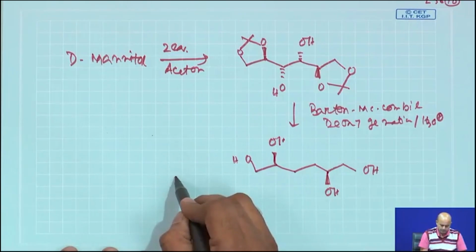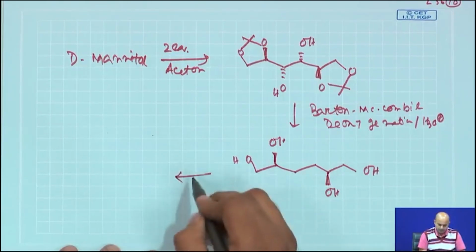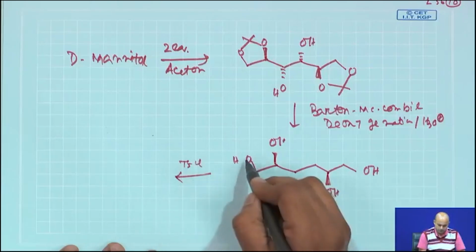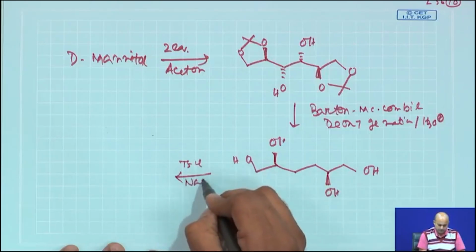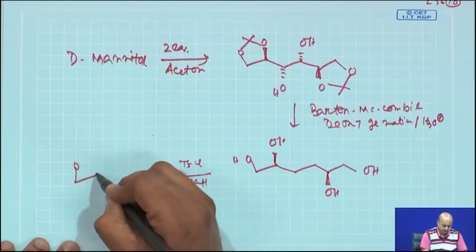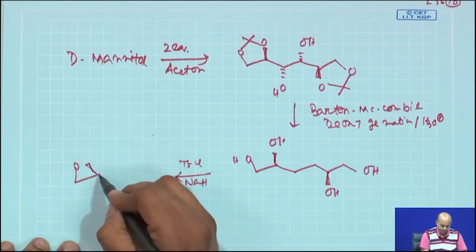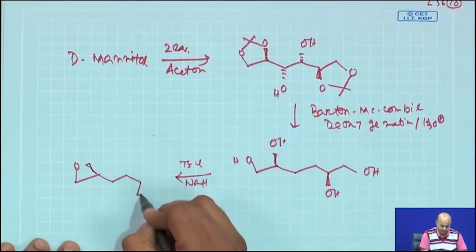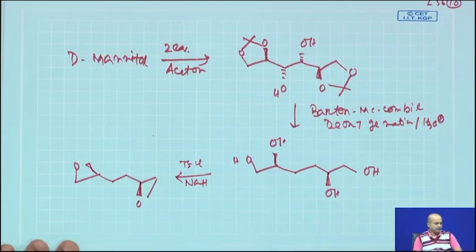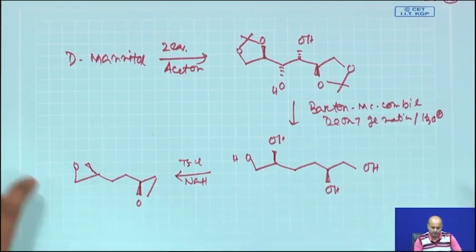Now, it is absolutely simple. What you do? You first treat with tosyl chloride, 2 equivalents, to get the ditosylate, then you treat with sodium hydride, and you basically get one of these epoxides, which is the one desired by you, this one. Now, in the other case you basically have to invert it.